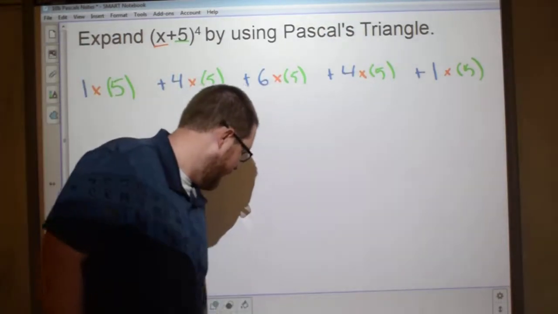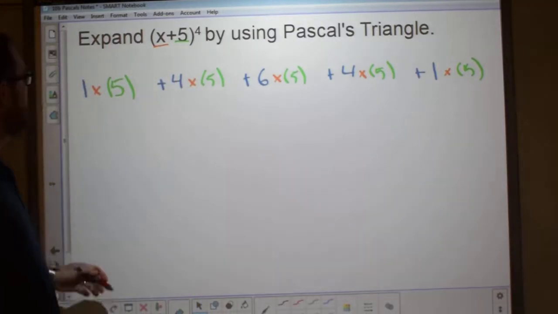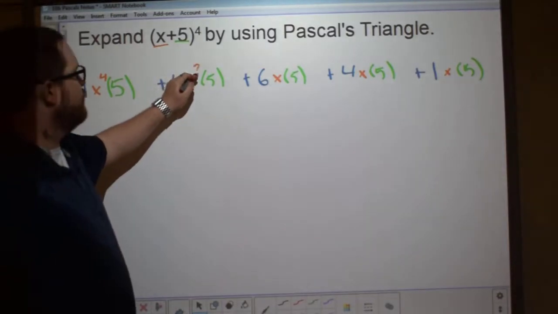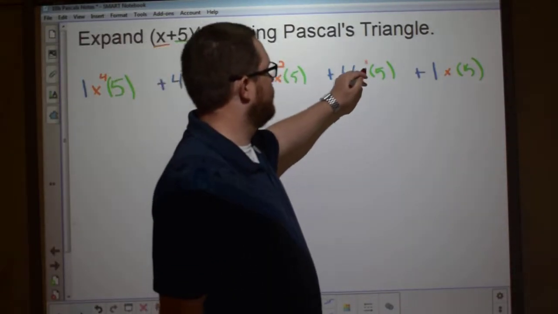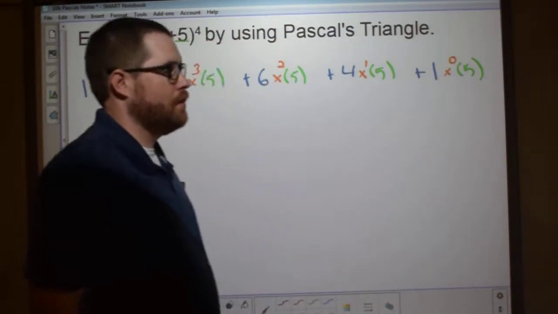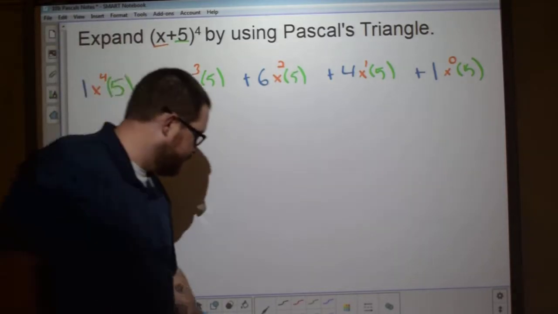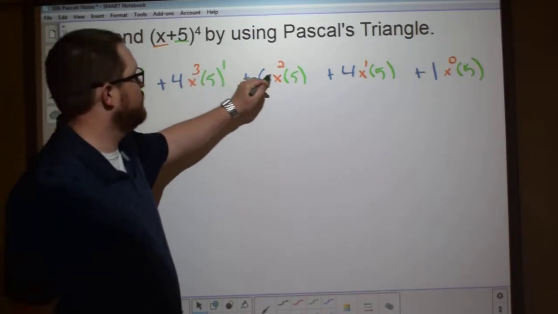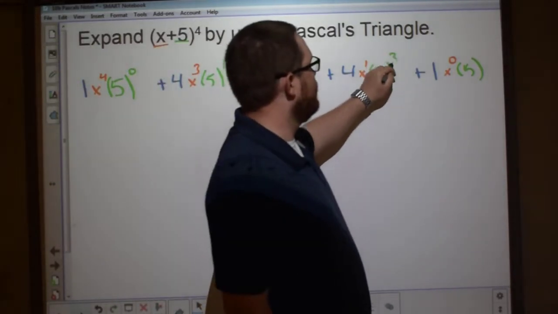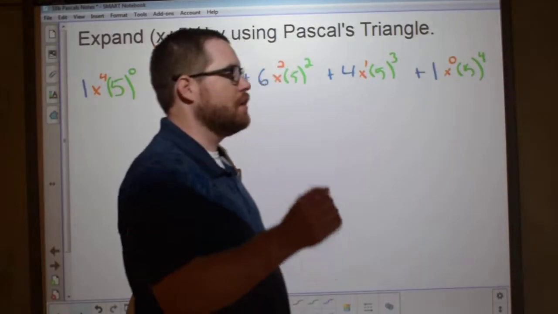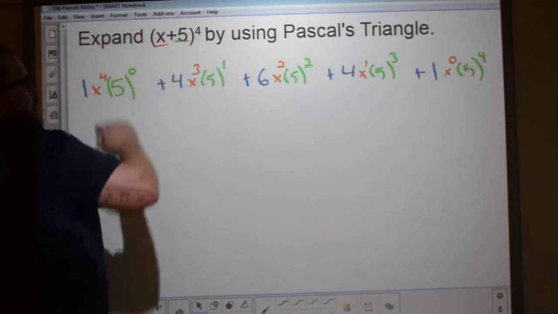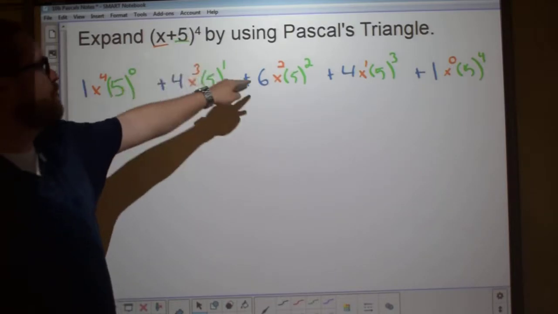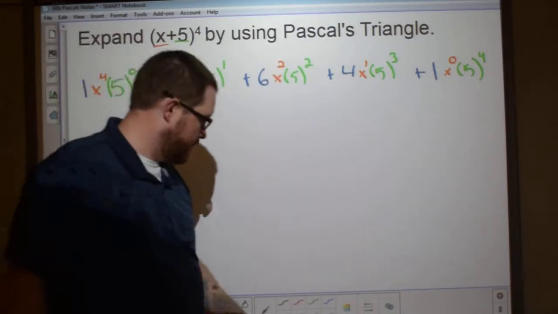Powers on the x, the first term, start at the biggest power, which is 4, and they go down. Powers on the 5, the second term, start at 0 and go up. You can always double check yourself because the sum of the two powers has to equal the original power. So 4 plus 0 is 4, 3 plus 1 is 4, 2 plus 2 is 4.